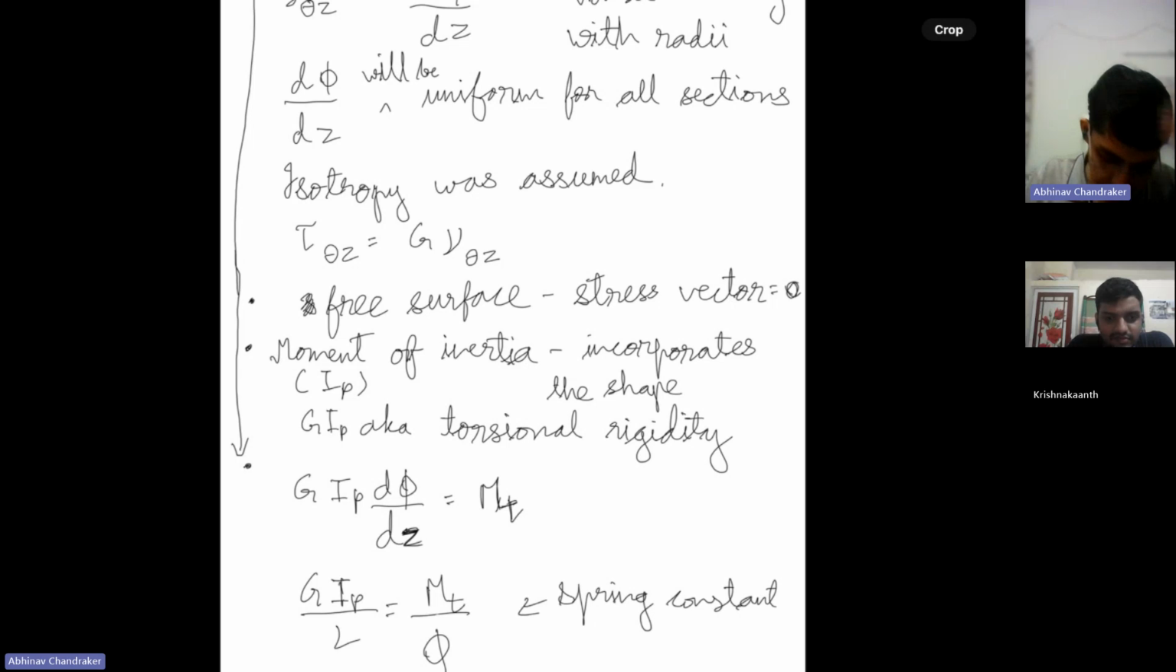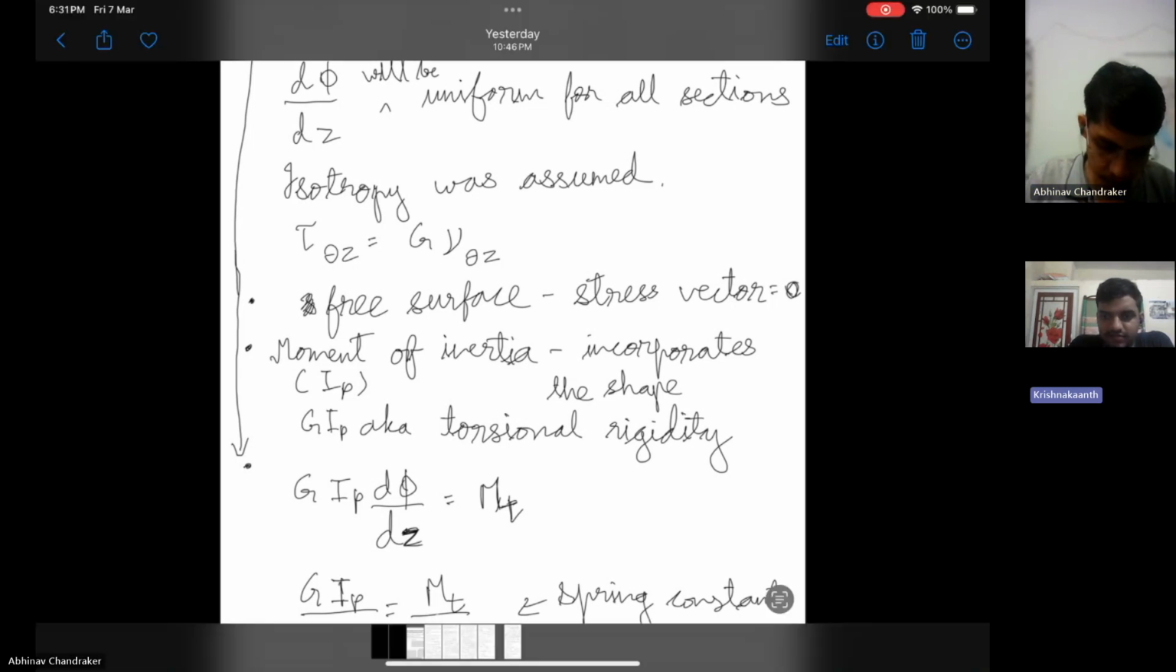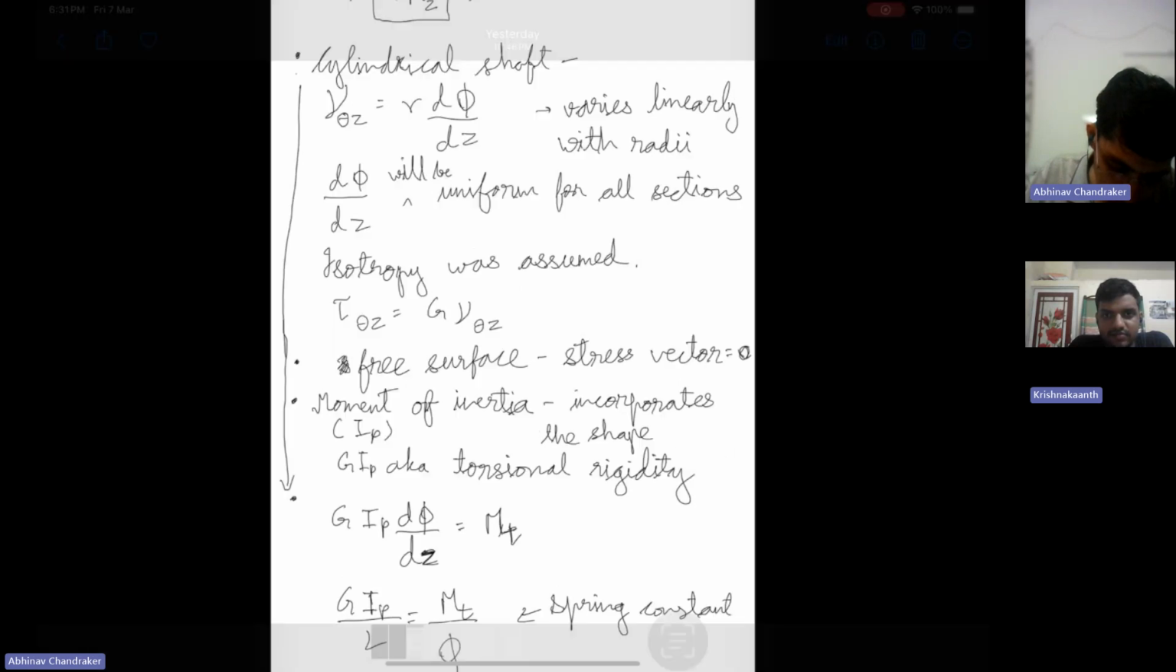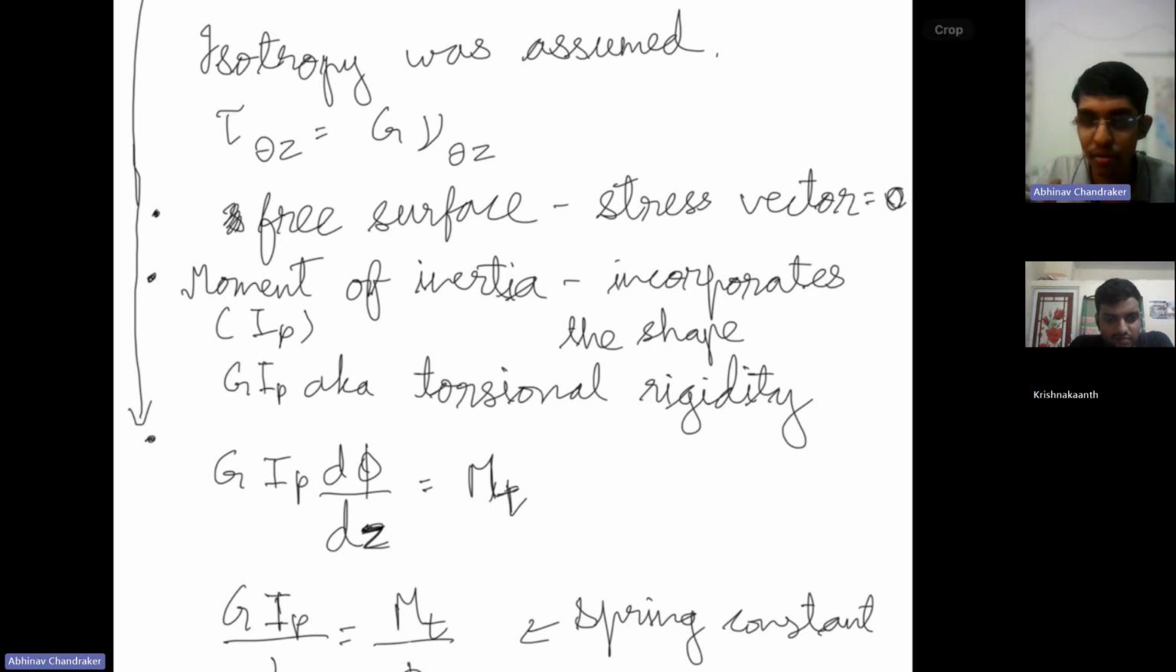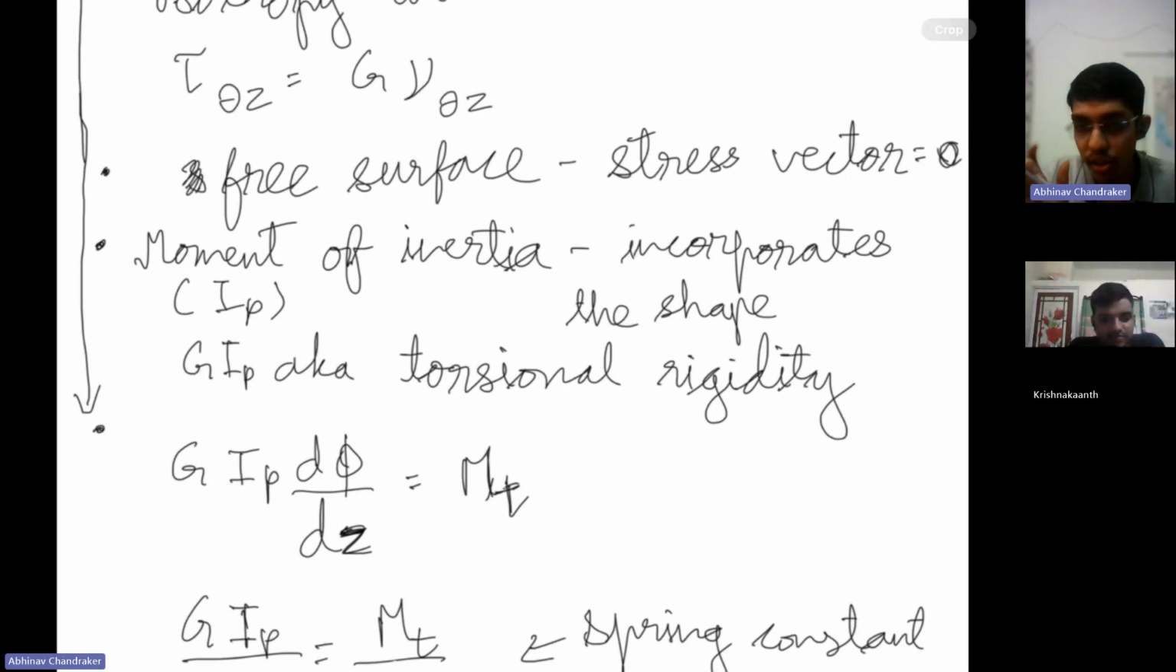If your movement is high, then this quantity IP into d phi by dz will also be high, right? And IP gives you information of the radii. D phi by dz gives you information of how much strain, in a way, is being experienced by the cross section, right? So if phi is higher, that means there is more strain being experienced, but this will also depend on the IP value. If your cross section is smaller, then the moment of inertia will also be small, right? Correspondingly the strain will be higher because your twisting moment is fixed based on how the loading is.